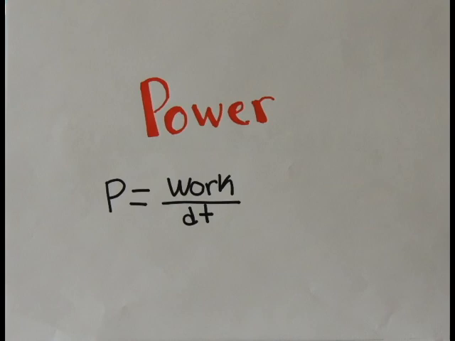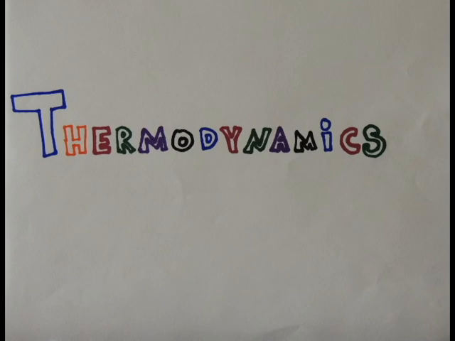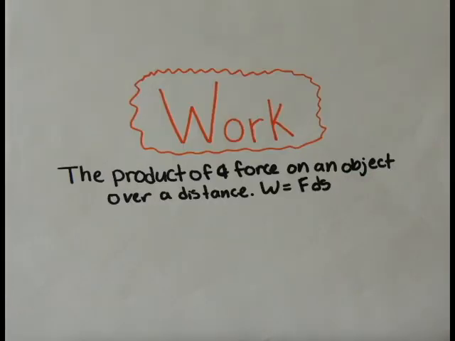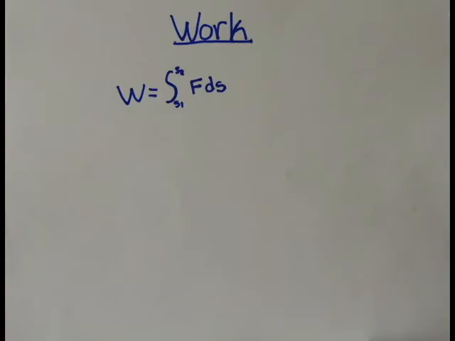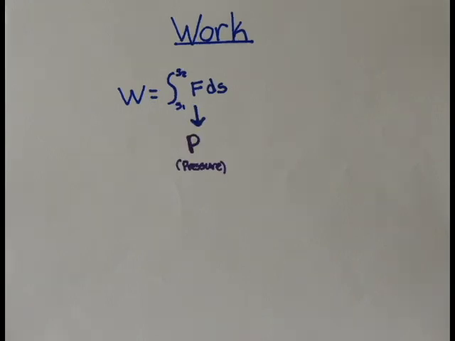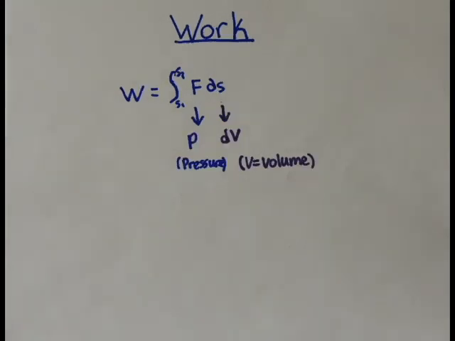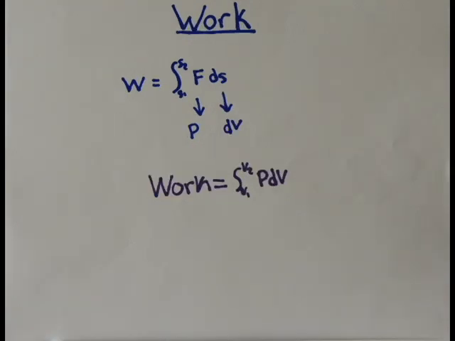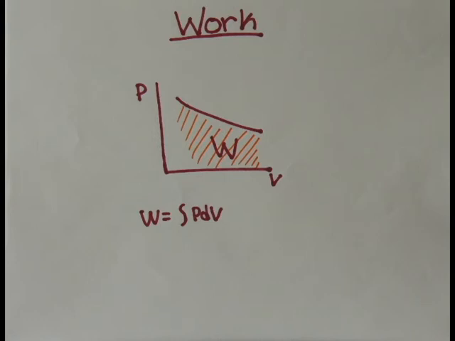We can find this work using thermodynamics. Let's start with the definition of work. Work is the product of a force on an object over a distance, W equals F ds. We can look at work as an integral of F ds. In thermodynamics, F is pressure and the distance is the volume. So work is an integral P dV. Since work is an integral, it will be easy to understand how much work each process is producing by looking at a PV diagram, since work is an area under the curve.